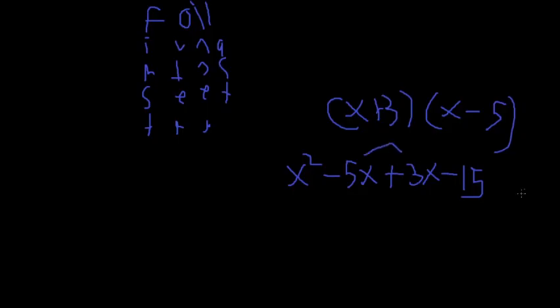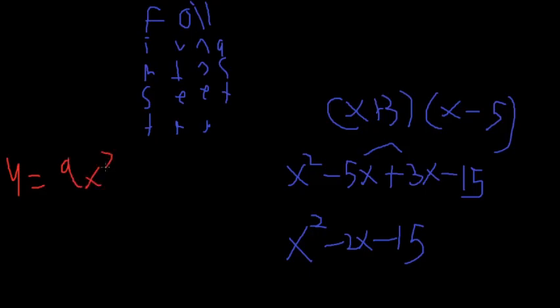You have to simplify because these are like terms. Negative 5 plus 3 is negative 2, so negative 2x minus 15. So that is how you turn binomials that you see in factored form into standard form. As you can see, it also follows the order of standard form, which is y equals ax squared plus bx plus c. It matches with x squared because this is really a 1, ax squared plus bx, negative 2x, plus c, negative 15.